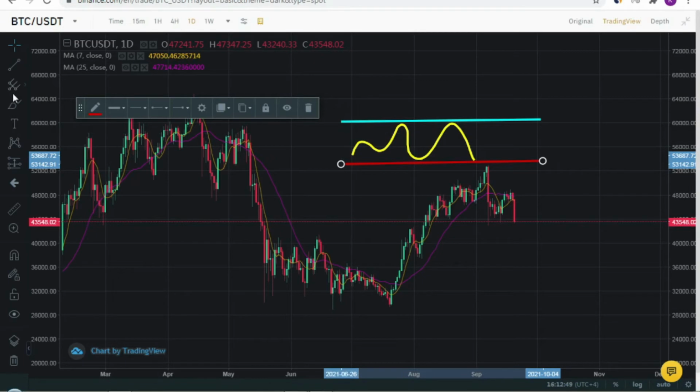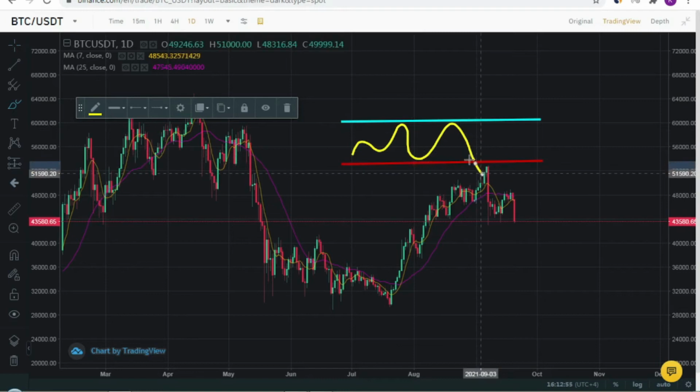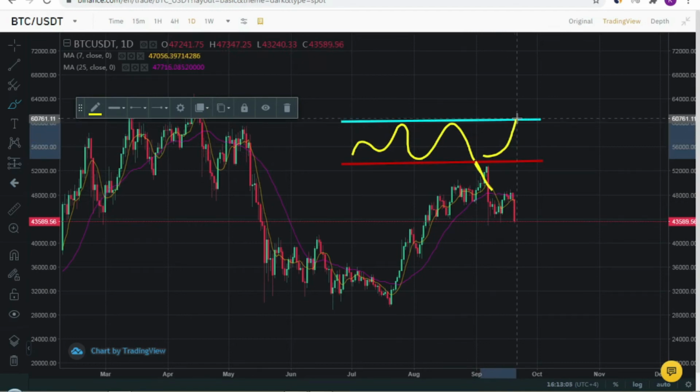Now, there are two ways this thing can go. Either we break through the support and come down like this, or we bounce off the support and break through the resistance and go up like this. These are the two scenarios that can happen.